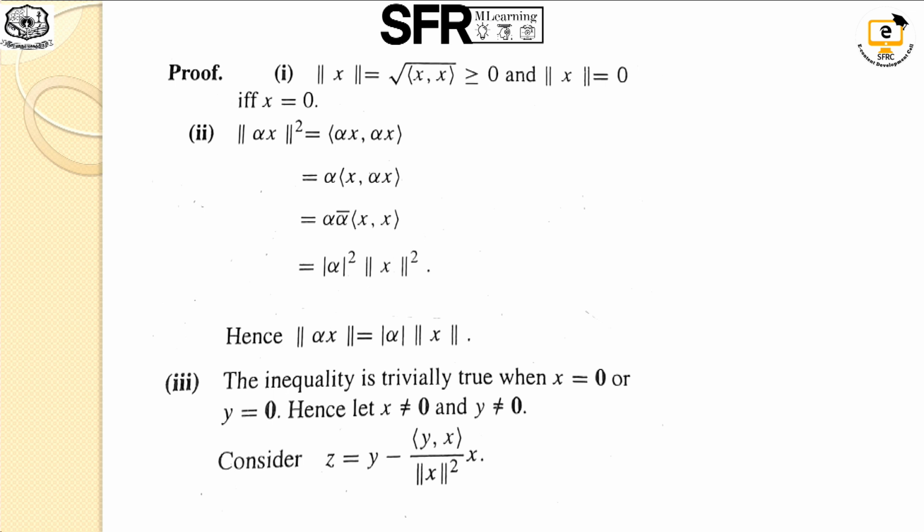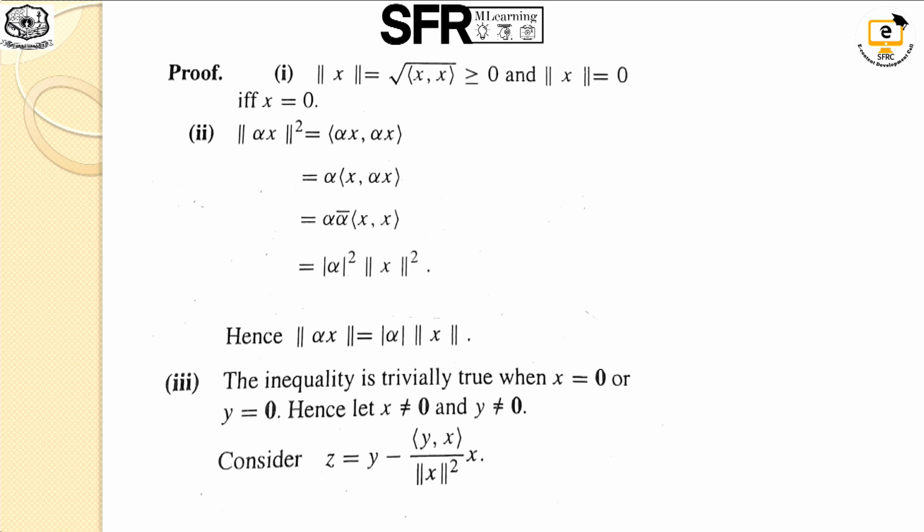Second property, norm of alpha x equal to modulus alpha into norm x, right? That's what we have to prove. So first of all we are finding norm alpha x the whole square, which by definition is the inner product of alpha x and alpha x. When we take the first alpha out, it becomes as it is. So alpha into inner product of x comma alpha x. When we take alpha out from the second coordinate, it becomes its conjugate. So alpha bar into inner product of x comma x.